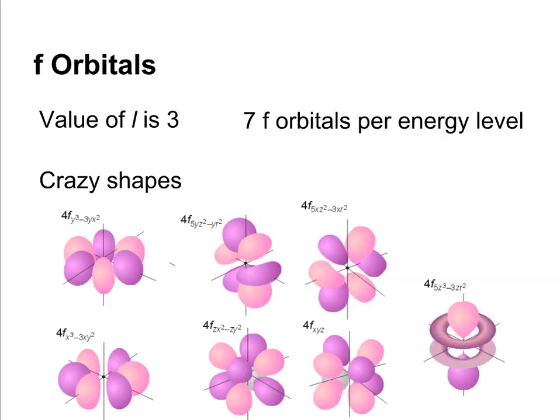And then for an angular momentum value of 3, we've got f orbitals, and I'm not even going to begin to try and describe these shapes, but this is supposedly what they look like. There are 7 f orbitals per energy level, and I don't have a picture of all of these combined onto one because it would just look like gibberish, but anyway, these are the 7 different shapes of the f orbitals.